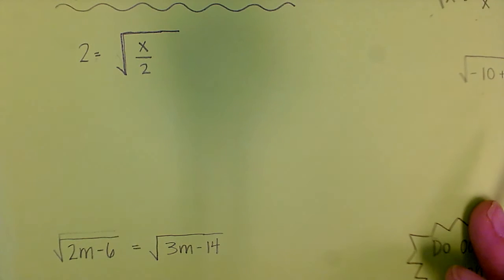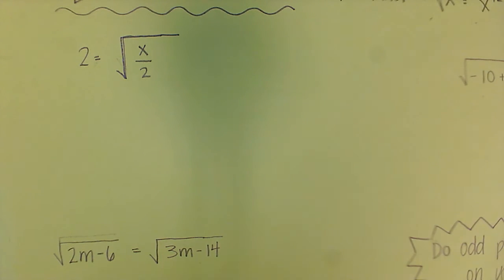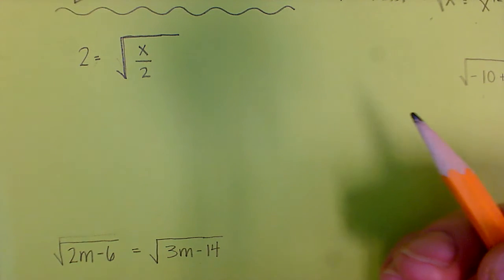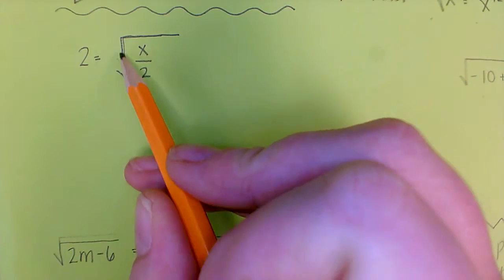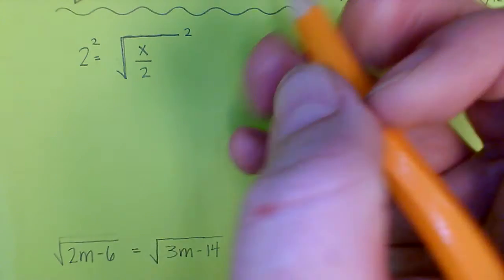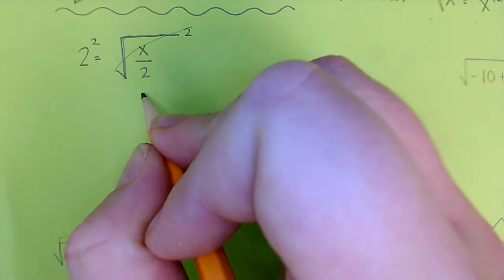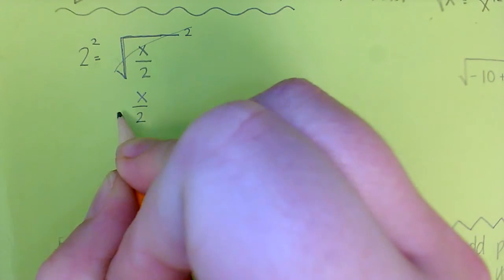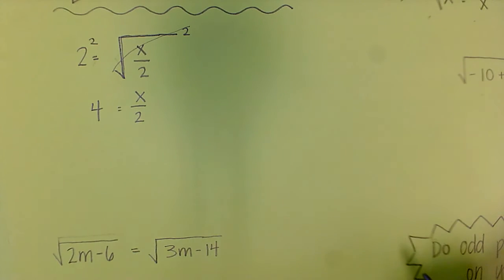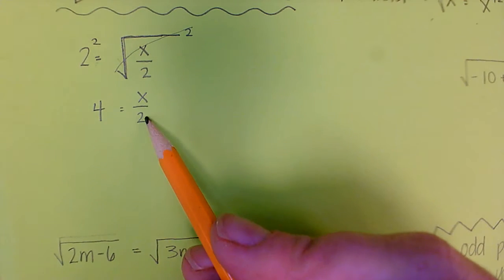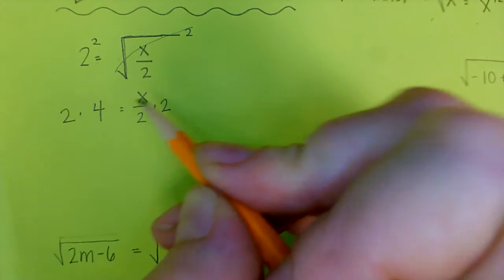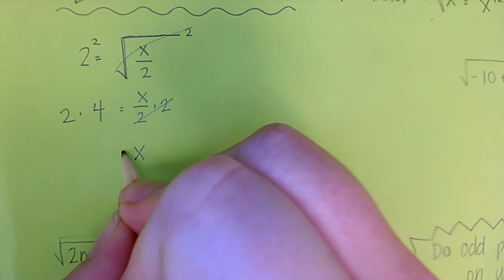This is a very basic problem. Our goal is to get x by itself. To start off with, we do the opposite of what's there, just like we have our whole math career solving for x. So to get rid of the square root, you square both sides. So this goes away, and you get x over 2 equals 2 squared, which is 4. Okay? And then to get x by itself, x is being divided by 2, so we multiply by 2. So x equals 8.